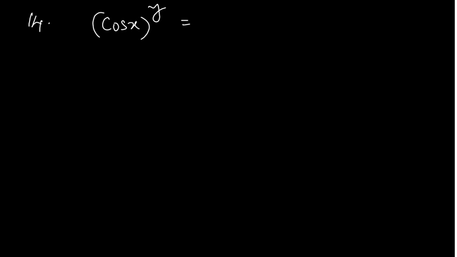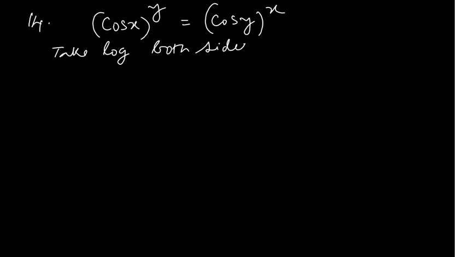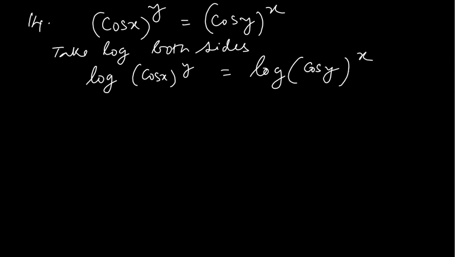Cos x to the power of y equal to cos y to the power of x. So, take logarithm both sides. Even for 13 you could have done, but then 12th anyway we have done, that's why I use the 13th one. So, when I take logarithm, you will have log cos x to the power of y equal to log cos y to the power of x. So, this y will come to the front. This x will come to the front, right? So, you got y log cos x equal to x log cos y.